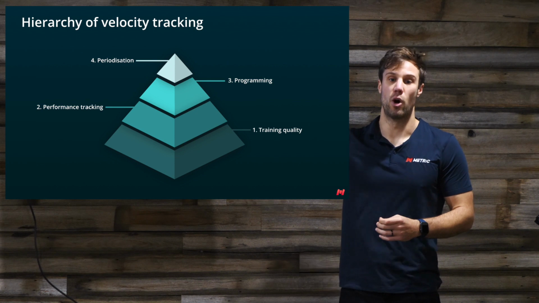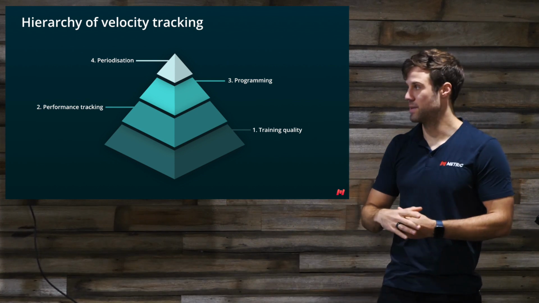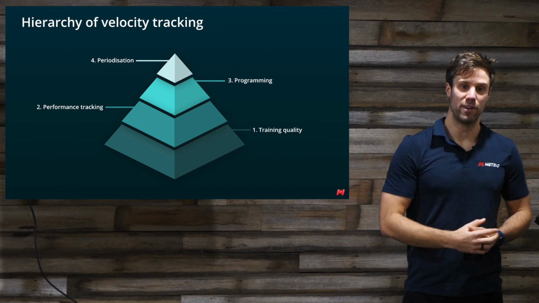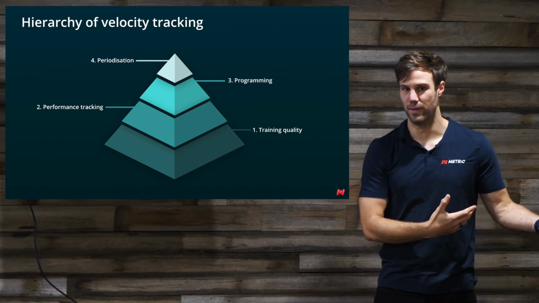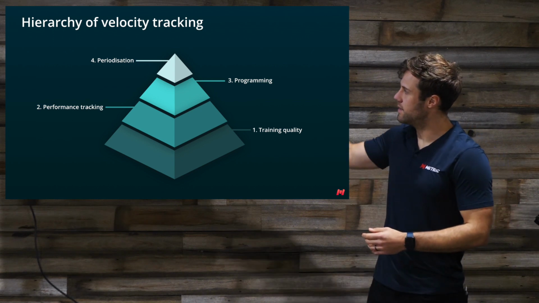Does that velocity number go up as a result of good training showing up? If someone misses a session or misses a bunch of sessions, does that number go down? Can we use that to get them back in the gym and go, well, you're not showing up, your numbers are going down. Let's get to work.